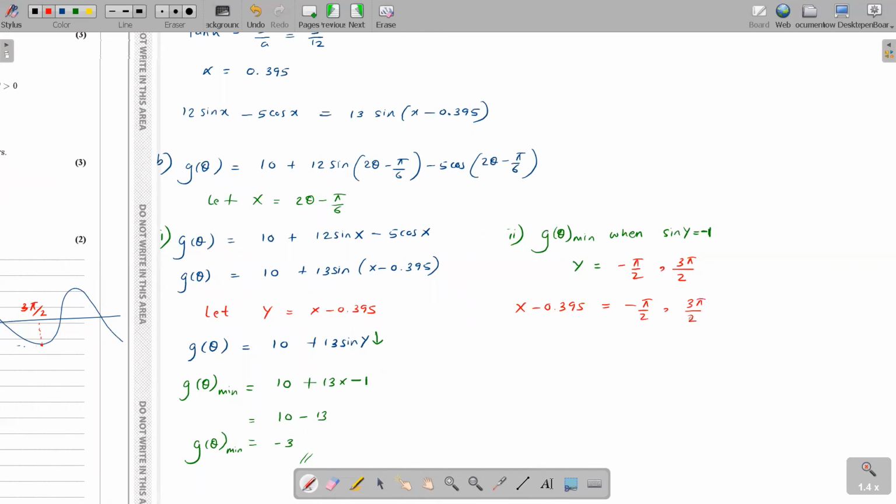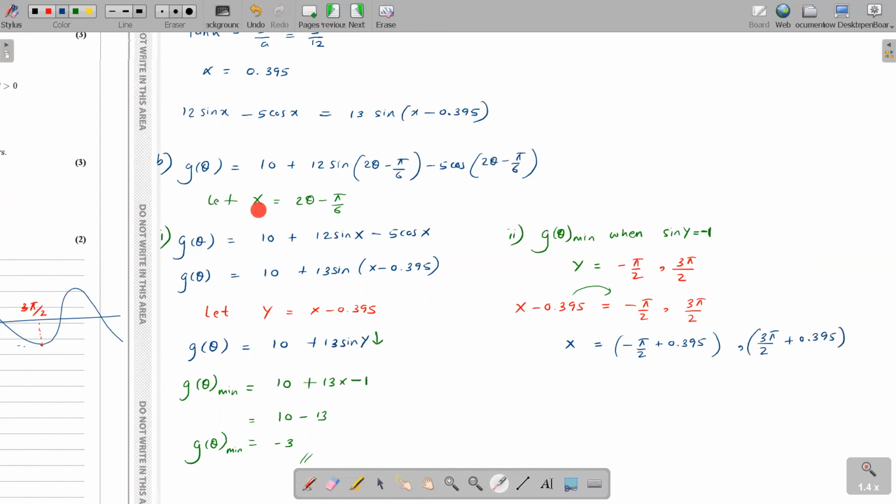So then to get the x answer, take the 0.395 to the other side. So x equals, add the 0.395 to minus pi over 2 and 3 pi over 2. So minus pi over 2 plus 0.395 is the first answer. And the other answer is 3 pi over 2 plus 0.395. Okay. So these are the two figures you get for x.